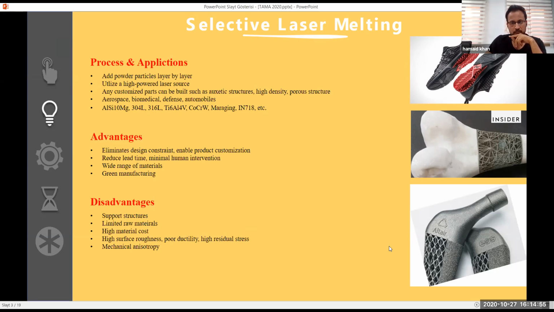Apart from the mechanical perspective and the physical perspective, the selective laser melting process has high surface roughness, poor ductility, and high residual stresses. And because of the non-linear microstructure, they also have mechanical anisotropy in different planes.